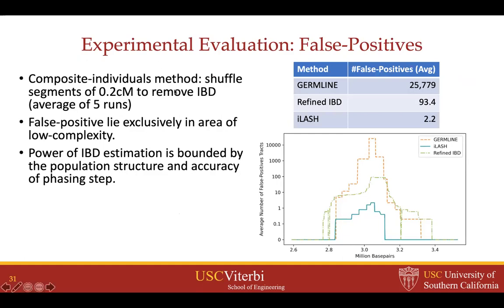The way we tested this, or Ruhi tested it, is to generate some genetic data that shouldn't have any IBD whatsoever. So you take data, split it into little 0.2 centimorgan pieces, and shuffle everything, so there should be no IBD, or just random matches. Germline, using this particular hashing, found like 26,000 false positives. Refined IBD found about 90, and we found 2. So we only had 2 false positives. It has a very, very low false positive rate, this algorithm.